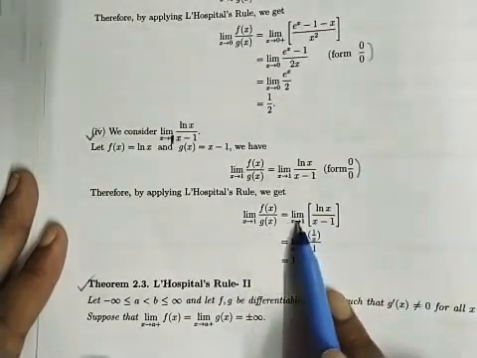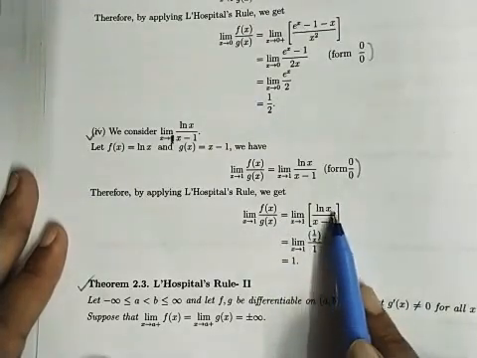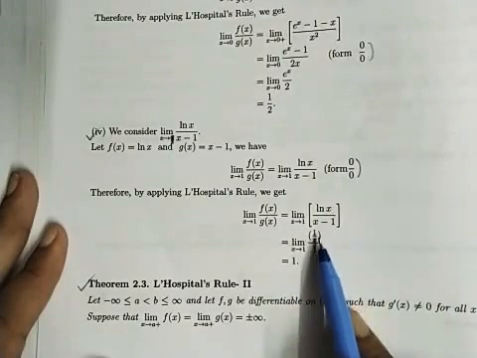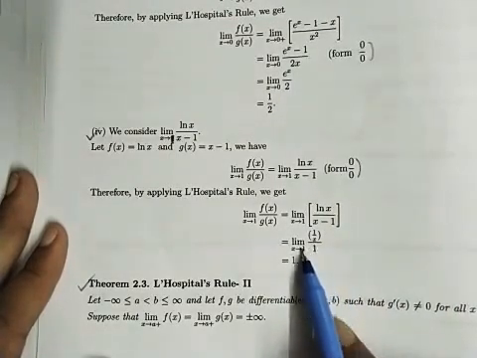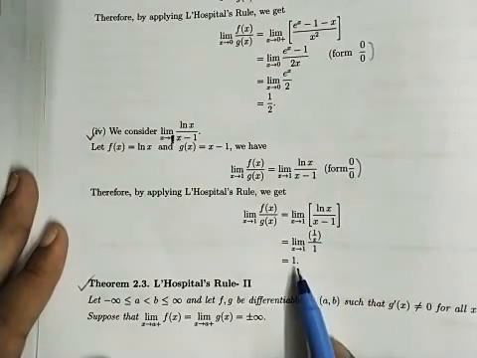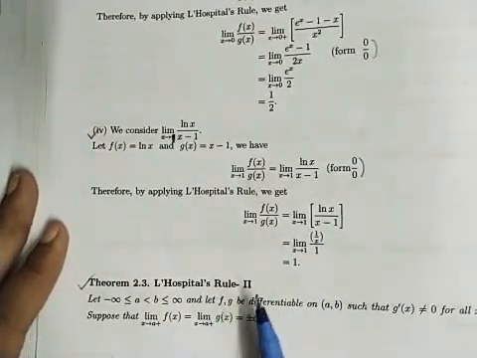So by L'Hospital rule, limit of f upon g is limit of, we take the derivative of log x, 1 upon x, and derivative of x minus 1 is 1. After applying limit we get 1. So similarly, there is a L'Hospital rule 2.